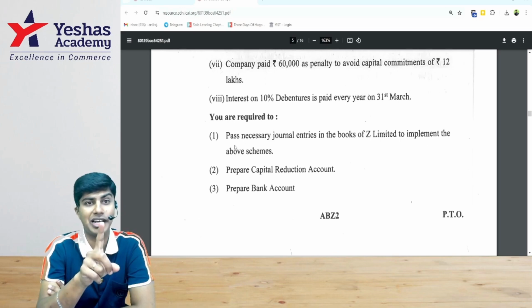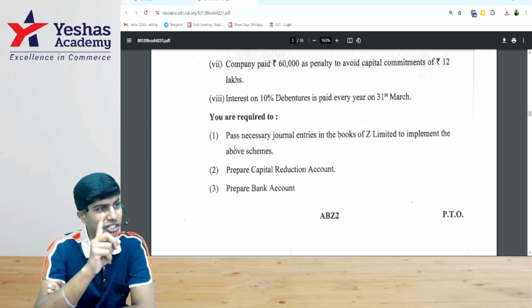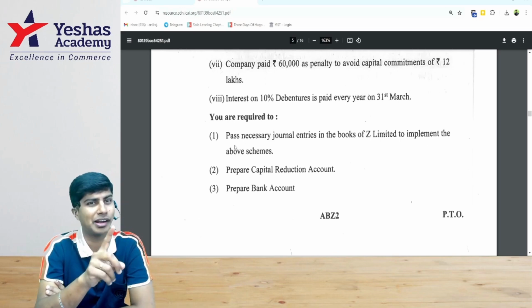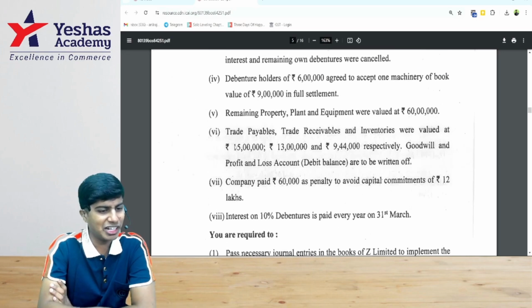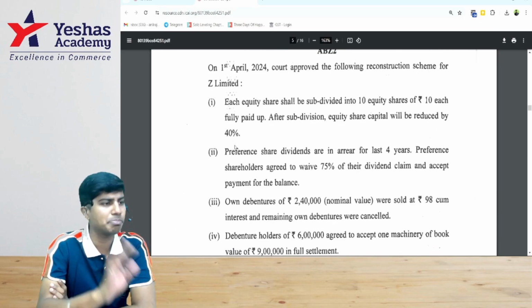They haven't asked us to do balance sheet and it's a 14 marker question. Journal entries are simple. Bank account and capital reduction is complementary. Free marks, so let's start with the entries. Read the first adjustment, understand the first adjustment, plus the journal entry.